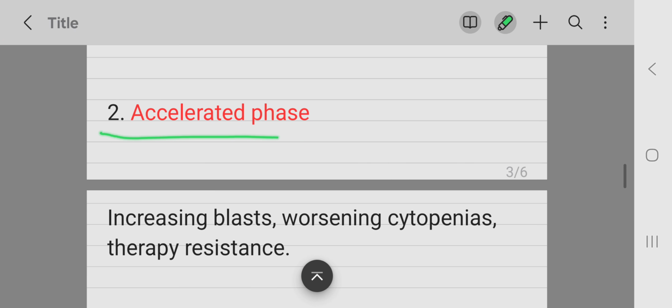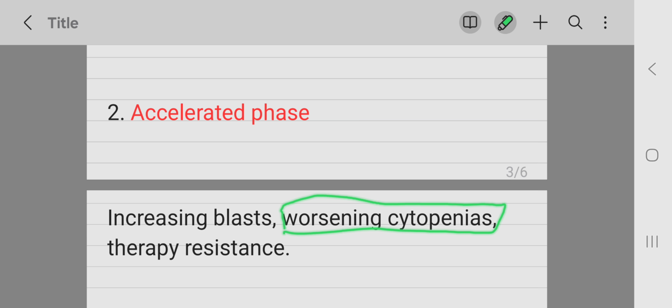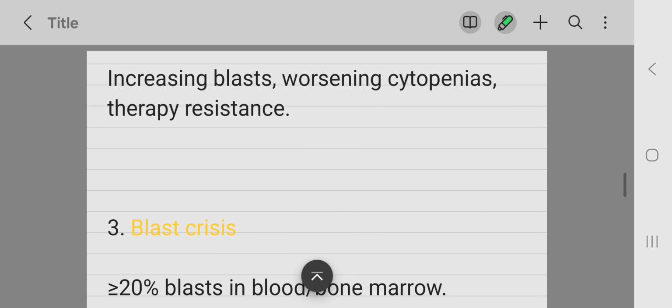Then the second phase is the accelerated phase. In the accelerated phase, the blasts are starting to increase in number and cytopenias are worsening, that is anemia and thrombocytopenia, and it is resistant to therapy.